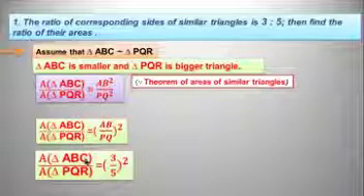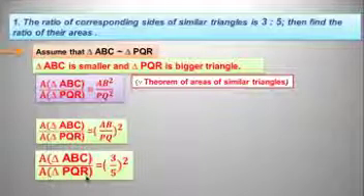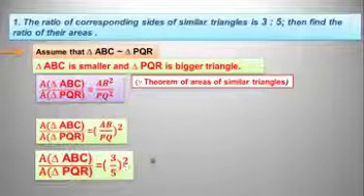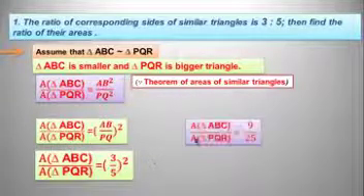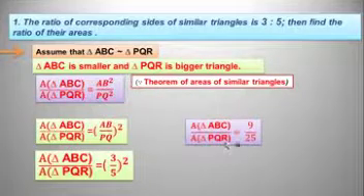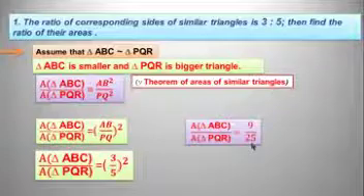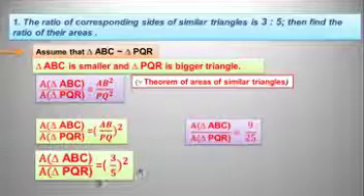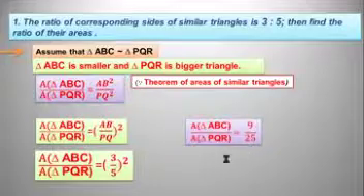Area of triangle ABC divided by area of triangle PQR is equal to (3 by 5) whole square. Therefore, area of triangle ABC divided by area of triangle PQR is equal to 9 divided by 25. The square of 3 is 9, the square of 5 is 25.